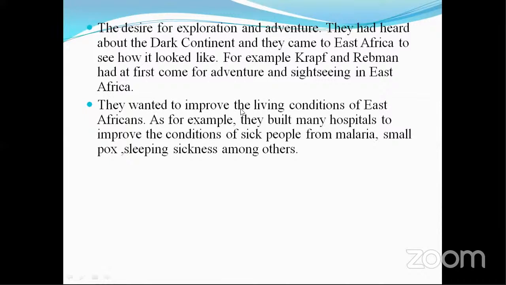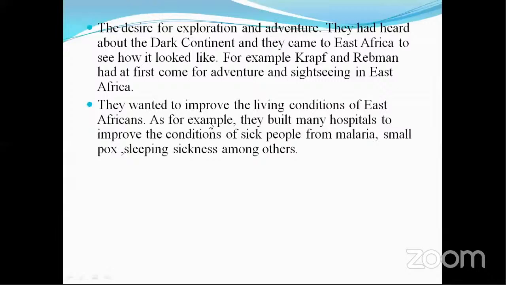They wanted to improve the living conditions of East Africans. For example, they built many hospitals to improve the conditions of sick people from malaria, smallpox, sleeping sickness, among others. So the point is, they came to improve the living conditions of people living in East Africa. People in East Africa were dying of treatable diseases. So the missionaries thought that it would be a good venture for them to come and treat these Africans who were dying from treatable diseases.